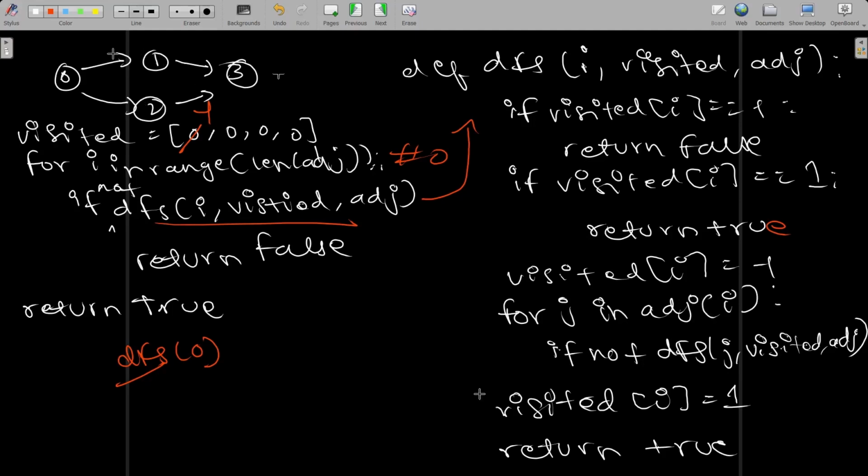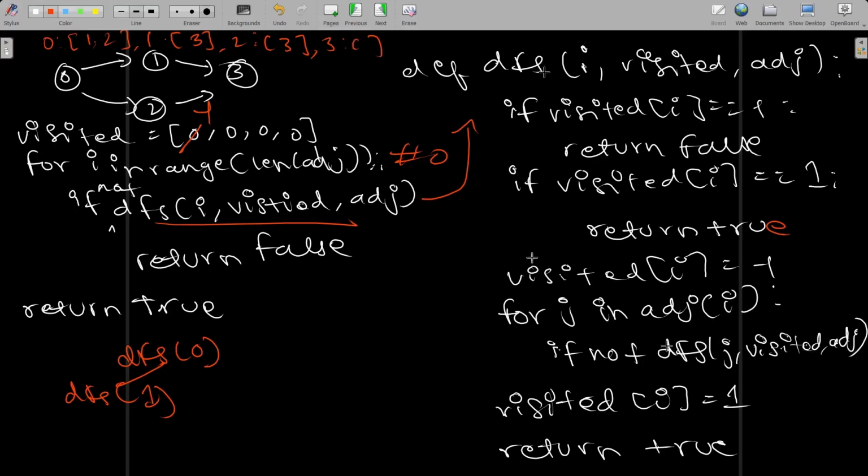So let me also make the adjacency list over here. 0 has 1 and 2, 1 has 3, 2 has 3, and 3 has nothing. So we go inside 1 now, the very first call. We perform a DFS call on 1. We check if not DFS of j visited and adj. There's nothing present, so we just perform a DFS call on 1.